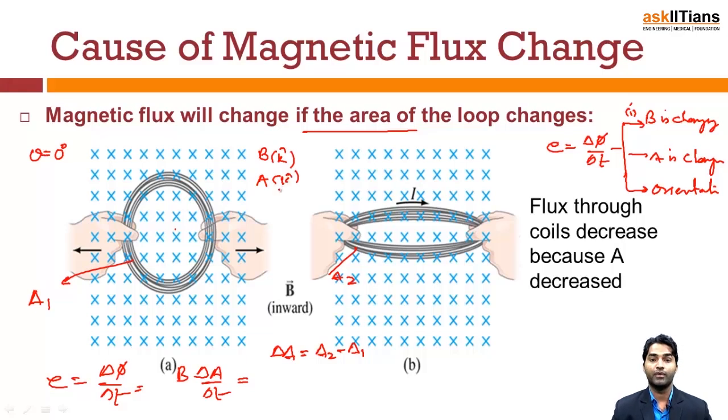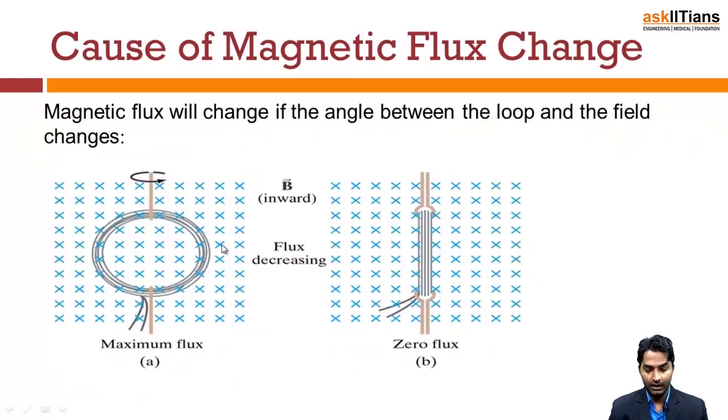When we find the dot product of these two, we get B into delta A by delta t, and that is equal to the EMF induced across the ends of the coil. Second part, magnetic flux can also change if the angle between the loop and the field is changing, meaning we are talking about orientation.